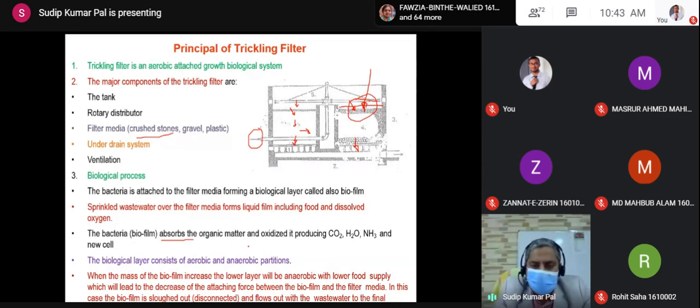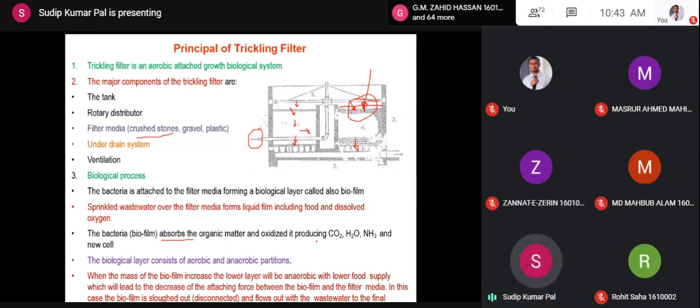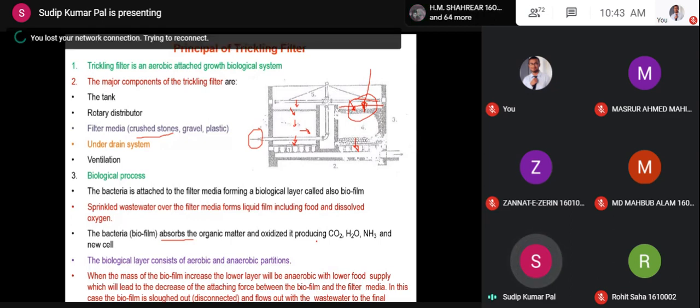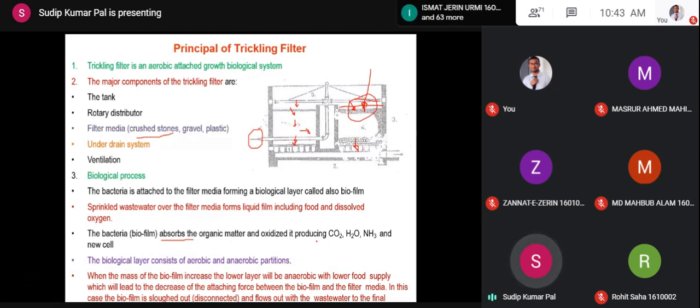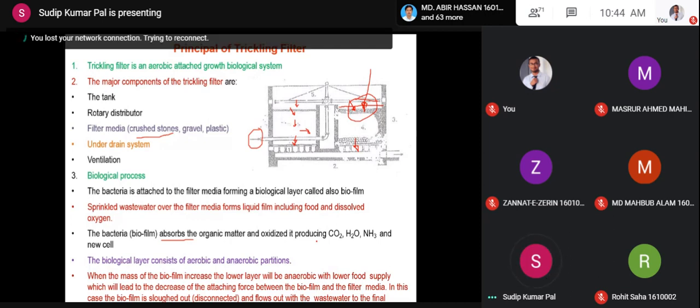So it absorbs the organic matter and oxidizes it, producing carbon dioxide, water, ammonia, and new cells. As you know, mostly it produces carbon dioxide and water. Sometimes, if ammonia is present, ammonia and new cells of bacteria, obviously. The biological layer consists of aerobic and anaerobic partitions. This means the top layer is aerobic, and sometimes the bottom layer is anaerobic, because there is air on top, so the top surface is aerobic, and sometimes anaerobic.